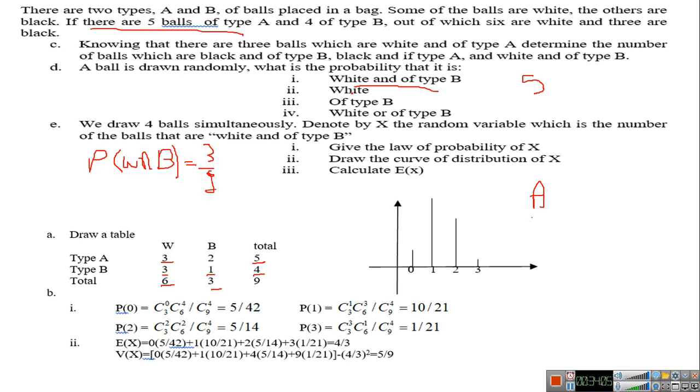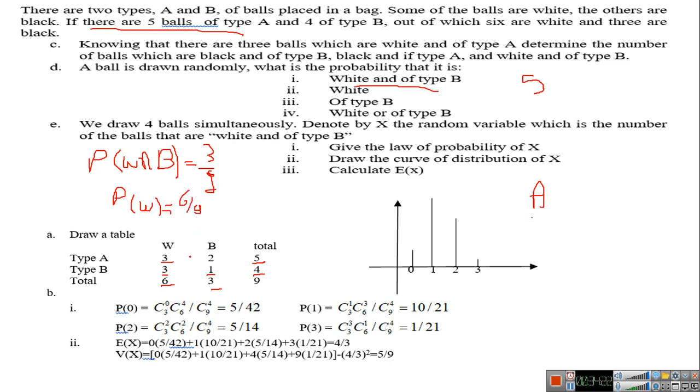I want it white. So white, how many do I have? 6. So P of white, 1 out of 6 over 1 out of 9, so 6 over 9.